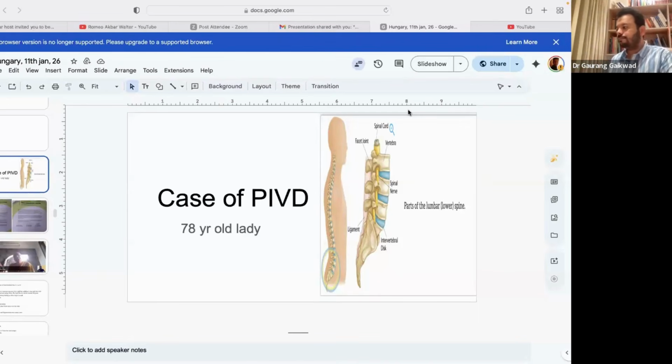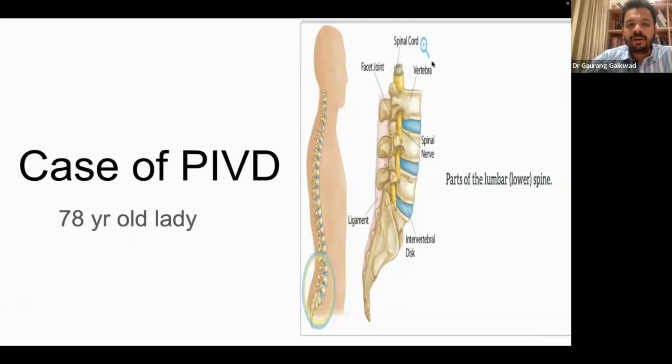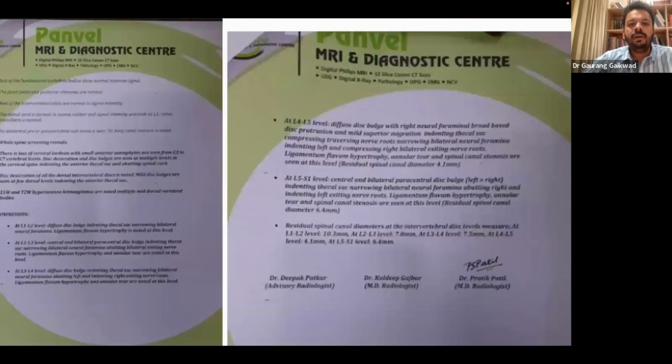Okay, let's go to the next case. So this is a case of, I'm writing here, a prolapsed intervertebral disc in a 78-year-old lady. Her son came to meet us and told us that the lady is in a lot of pain, screaming and shouting with pain. And let's see her investigative report. These are her MRI scans, and I'm going to read some part of it.